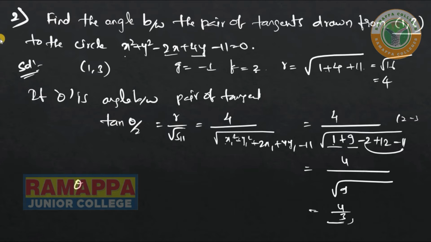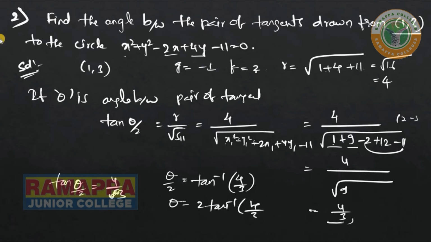So tan theta by 2 is equal to 4 by 3. So theta by 2 is equal to tan inverse of 4 by 3 here, and theta is equal to 2 into tan inverse of 4 by 3. So this is the answer here. So we have to find now.